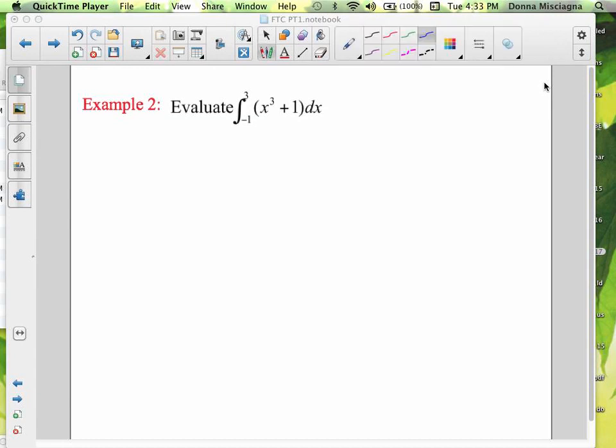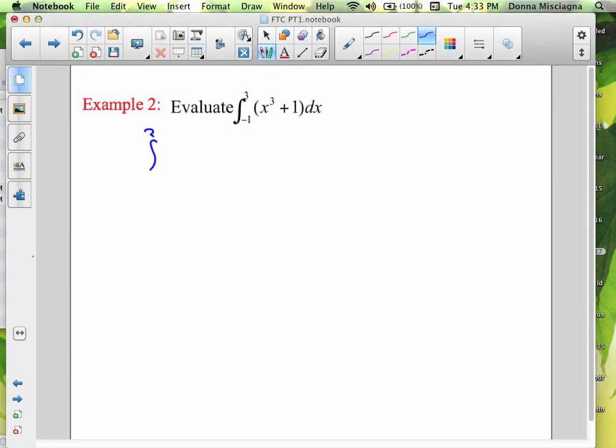All right, so we're going to be evaluating the integral here. To integrate, I'm going to divide that into two separate integrals. So we have from 3 to negative 1, x cubed dx, and then again from 3 to negative 1, 1 dx. All right, so integrating it, we're going to increase that exponent by 1.